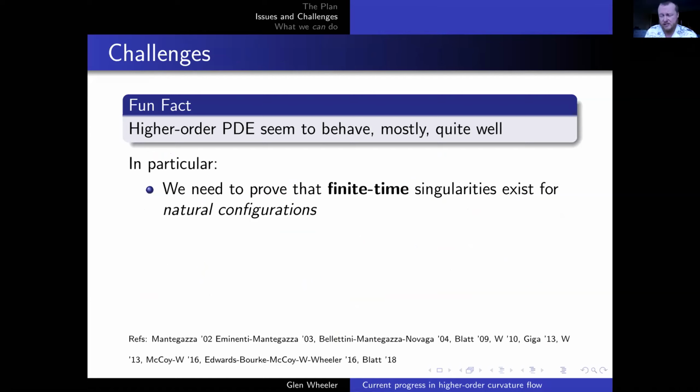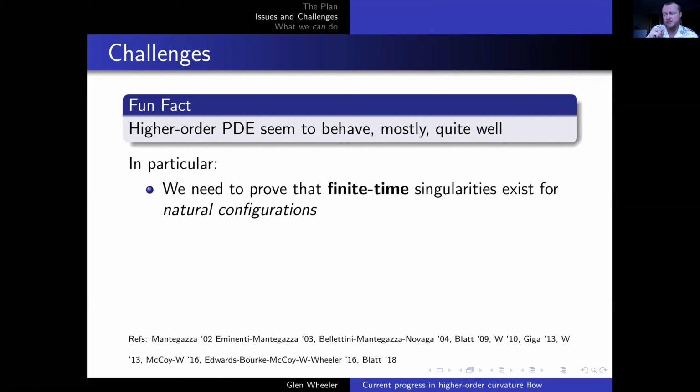So what are the big challenges? The big challenges are we need to prove that finite time singularities exist for natural configurations. So I should mention some previous work. There is work by Simon Blatt, that shows that for the Willmore flow, and I'm going to talk more about his work later down the line, but essentially he proved that infinite time singularities exist, and he gave some explicit examples. But it wasn't possible to show using that machinery that they occur in finite time.